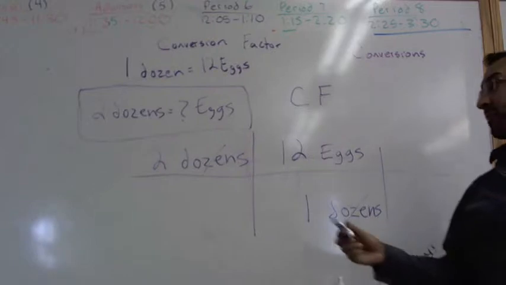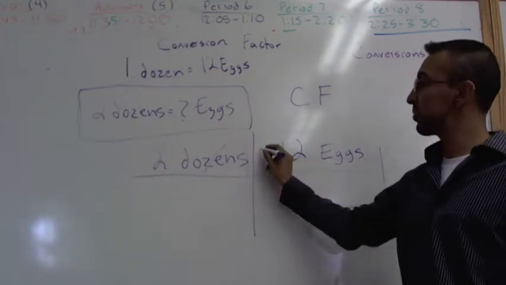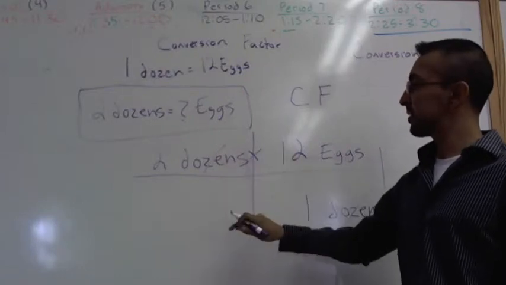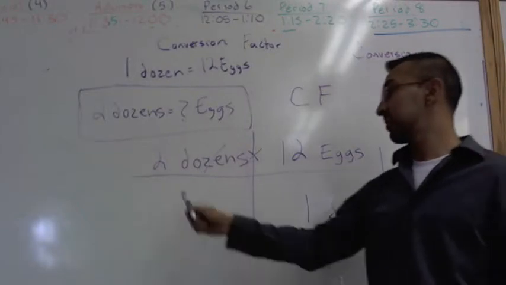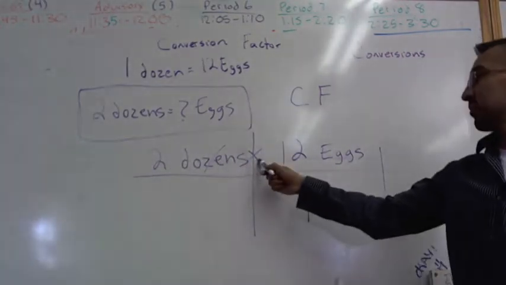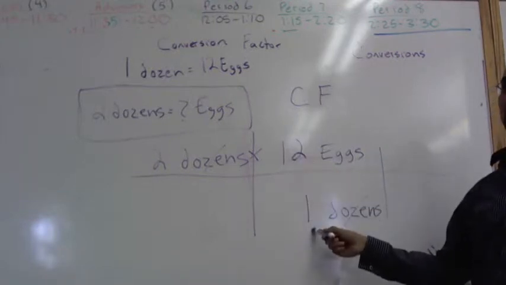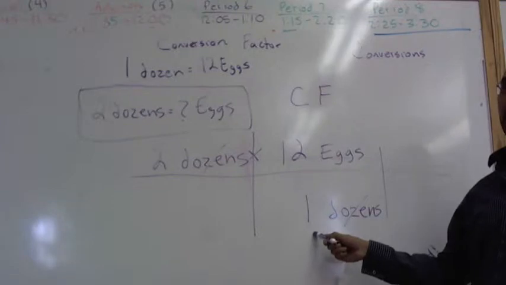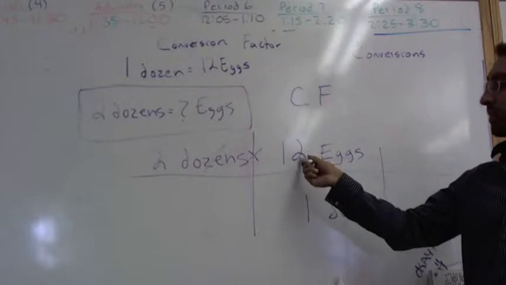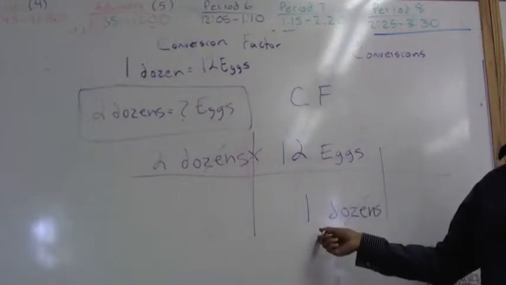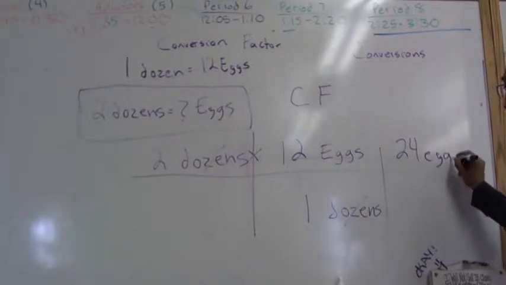Now there's just math. If there's numbers sitting across from each other, like horizontally, you do multiplication. If there's a number on top and a number on bottom, you do division. So the way this is going to work is you're going to do 2 multiplied by 12, and then because 1 is on the bottom, it's divided by 1. And that'll give us our answer. So 2 times 12 is 24. 24 divided by 1 is still 24. So now you have your answer, 24 eggs.